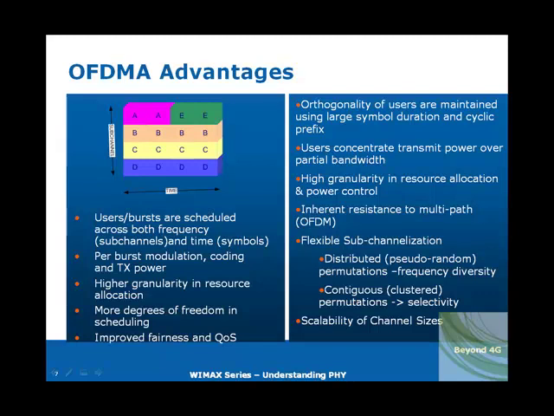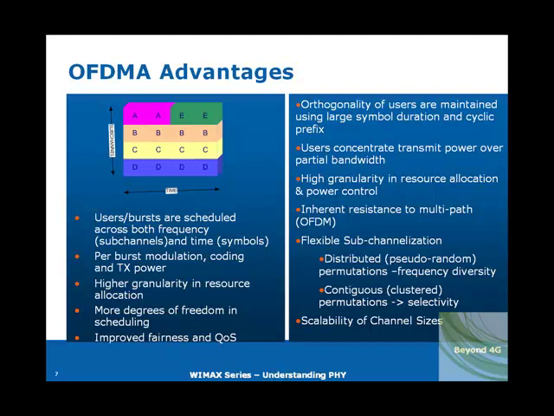In this particular slide, we will summarize the key advantages of OFDMA, and you can see from the slide that users' bursts are scheduled across both frequency and time in OFDMA. So that's a key advantage. Per burst modulation, coding, and transmit power can be achieved in OFDMA. So each user can be modulated with a particular QAM and particular coding scheme, and also assigned a particular power for the maximum utilization and efficiency of the system.